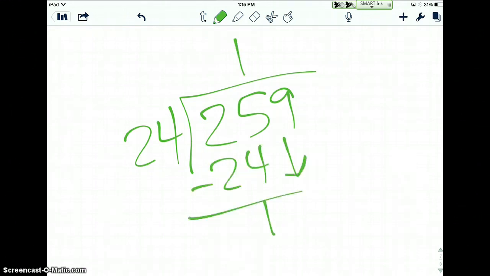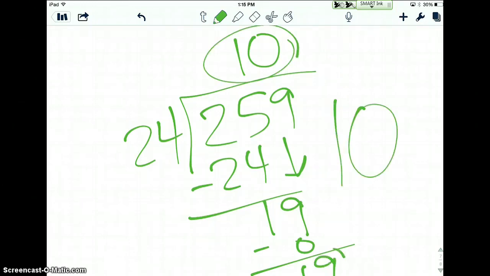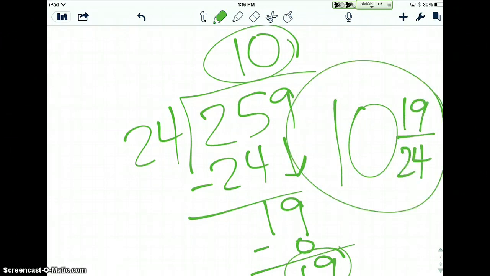I'm left with 1. Bring down the 9. Uh-oh, does 24 go into 19? Oh, it doesn't. 0 times. Meaning you can subtract that if you want. I have my answer. It went in 10 times. I had 19 left out of 24. And there we have it.